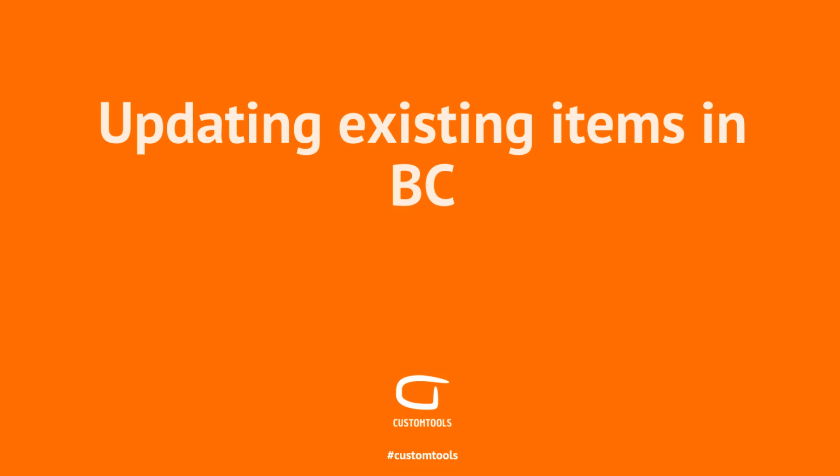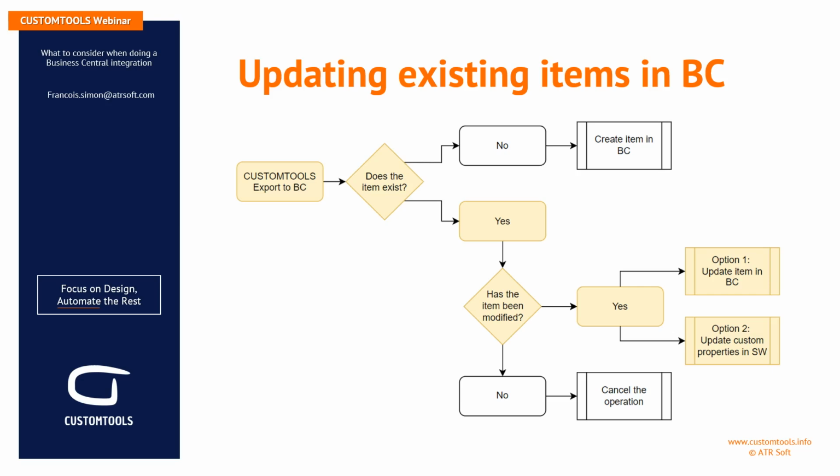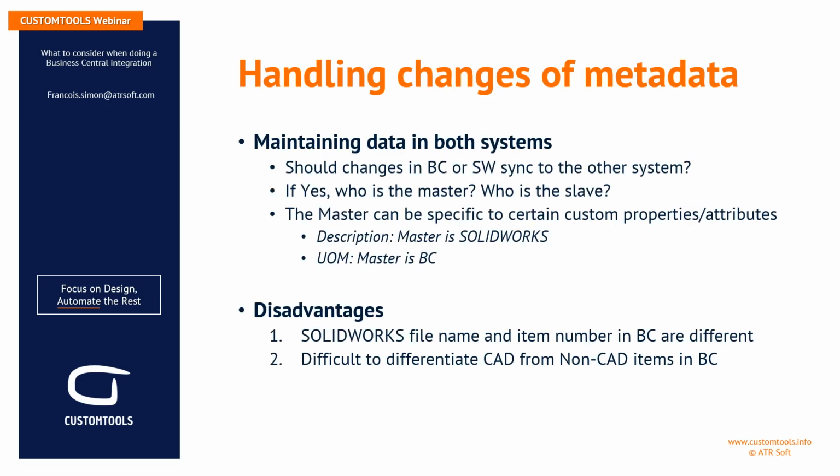Another important aspect of an integration is how to maintain existing data in both systems. Once an item has been created, it may need to be updated. If changes are made in SOLIDWORKS properties or the item in BC, how should those changes be handled by the integration? Should we update data in BC, SOLIDWORKS, or just ignore differences in both systems? That is one very important question. How should data be maintained in both systems?